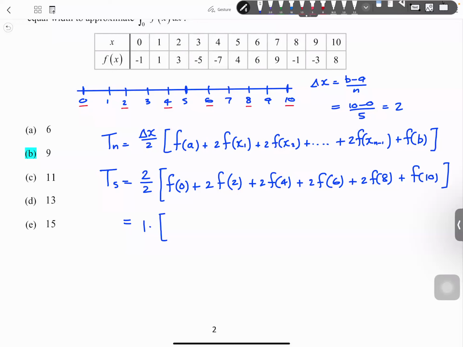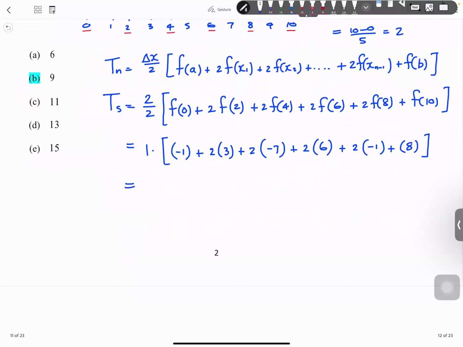All right, so f of 0 is -1 plus 2 times f of 2, which is 3, plus 2 times f of 4, which is -7, plus 2 times f of 6, which is 6, plus 2 times f of 8, which is -1, and then plus f of 10, which is just equal to 8. All right, again, you definitely do need a calculator for this. Double check yourself. I get a value of 9. Answer B.